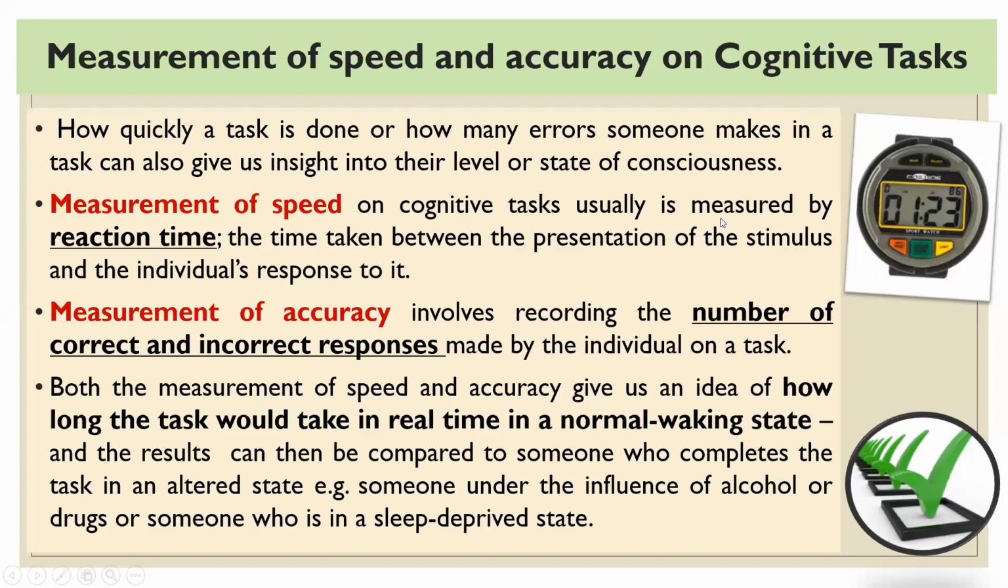Now, what this means is that to understand someone's level of consciousness, I can make them do a cognitive task or an academic task or a test or a quiz or something that basically tests their ability to do something, okay? Obviously, cognitive means with the aid of their brain there, okay? So measurement of speed is basically reaction time.